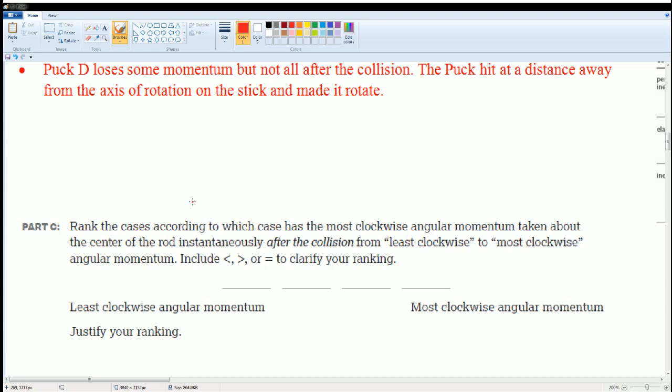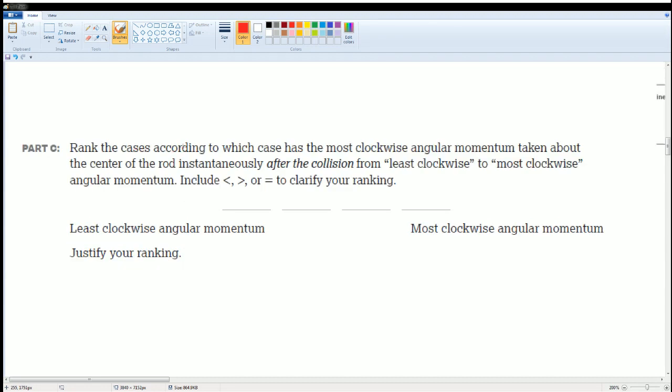All right. Part C, rate the cases according to which the case has the most clockwise angular momentum. Again, it's going to be clockwise. Clockwise looks like this. That makes sense, right? Because you see how the object was like this. So a force is going to be here, causing the clockwise torque and the clockwise angular momentum to take place. All right, so you're going to rank it here.